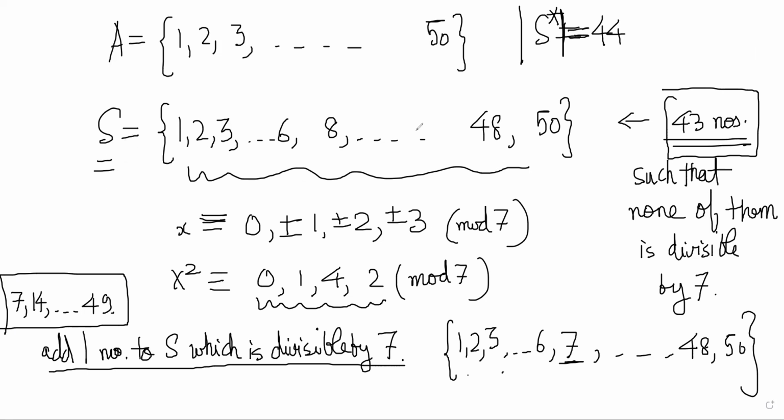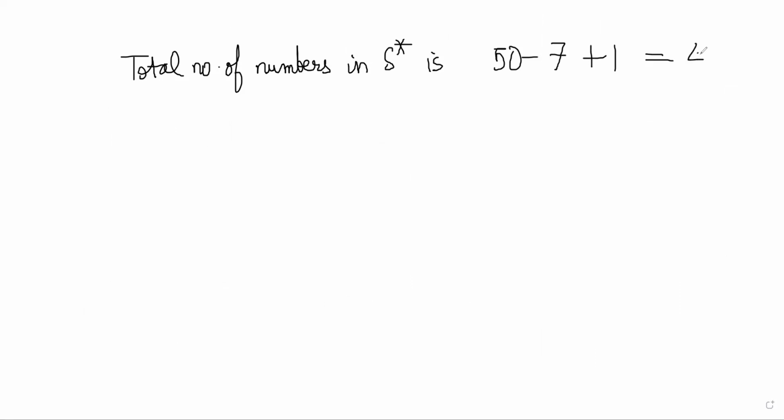We are adding one more element to the S set, and that one element is a number that is divisible by 7. So it could be anyone between 7 to 49. Right? 7, 14, 21, 28, 35, 42, 49. Any one of them you can add to this set, and this still follows the conditions of the problem. So basically, we are saying the total number of numbers in S star is 50 minus 7 plus 1, which is 44.